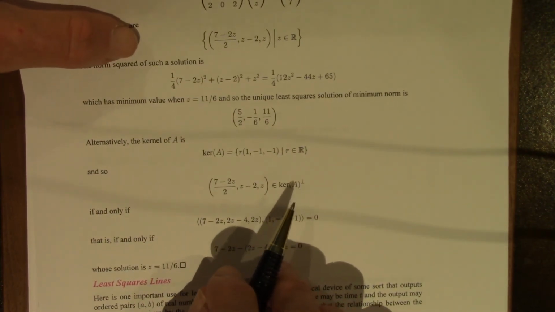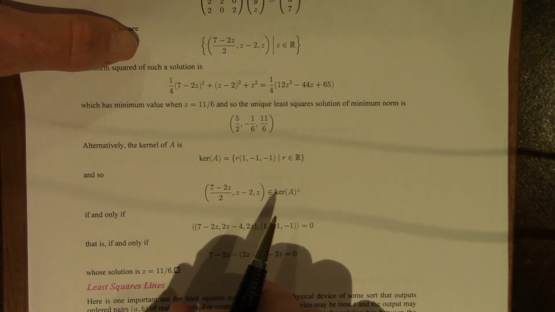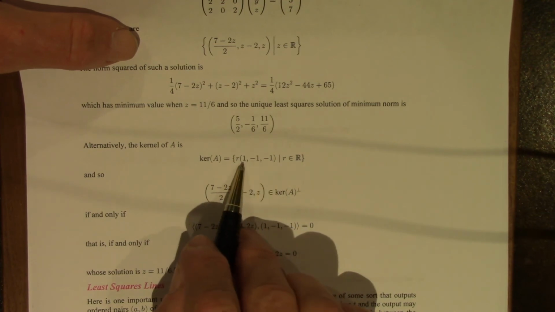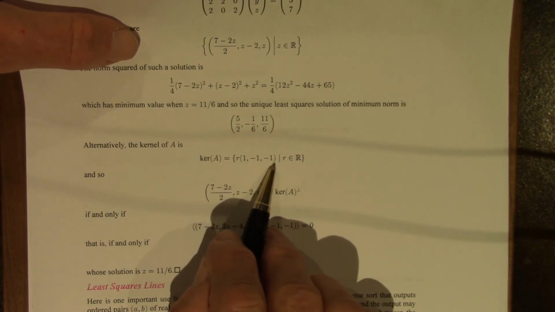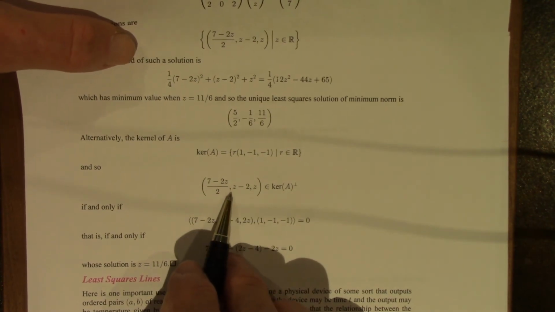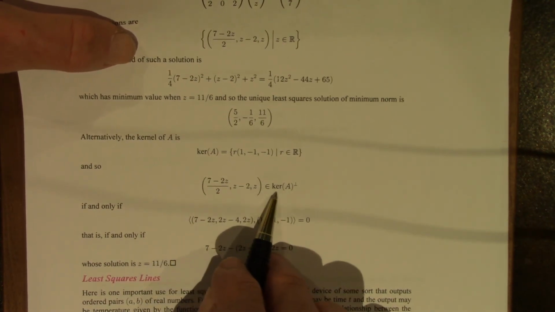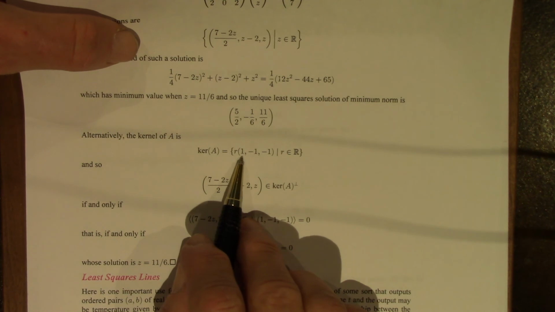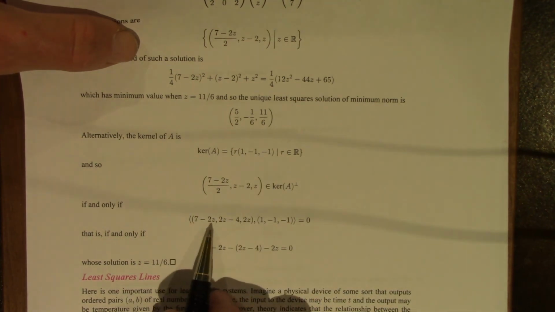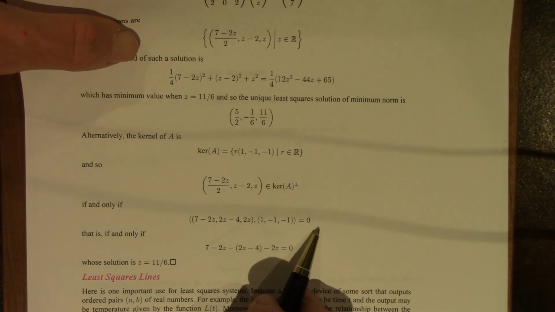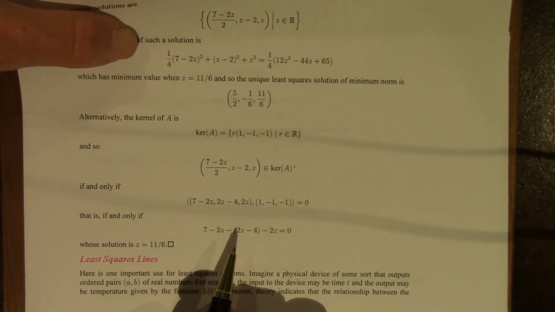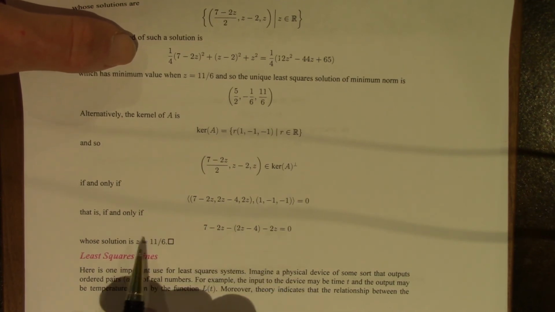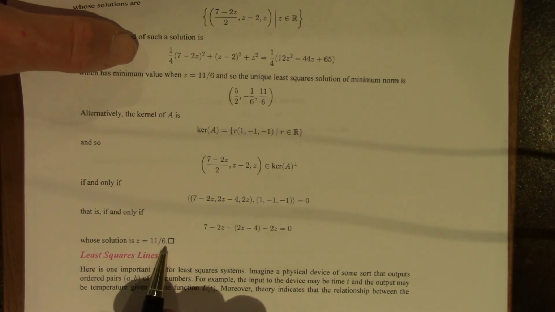Alternatively, we can look for a least squares solution within the kernel of A perp. So here's the kernel of A. It's spanned by this single vector, and so an arbitrary least squares solution belongs to the kernel of A perp if and only if it is orthogonal to this vector, 1, -1, -1. That's this equation. And this holds if and only if this holds. This is just a linear equation in z, and its solution is z equals 11/6.